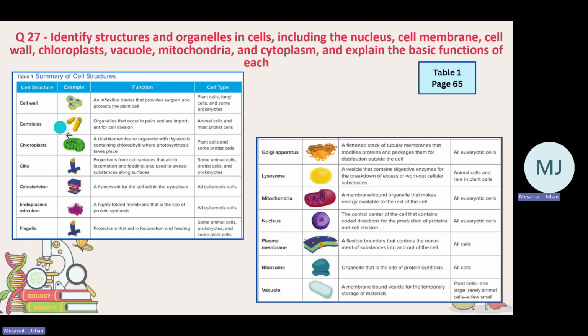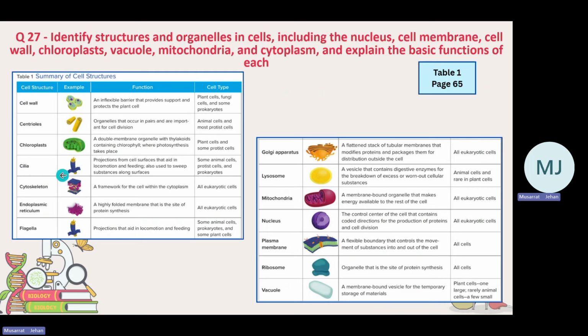Centrioles are organelles formed by microtubules. Many microtubules will join together and form the centriole. It's only found in animal cells and they are important for cell division. Then chloroplast, very important. We'll come to chloroplast later. They are found only in plant cells. They help in the process of photosynthesis. Cilia, they are projections from the cell surface.